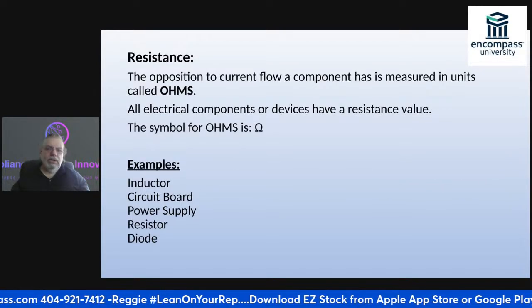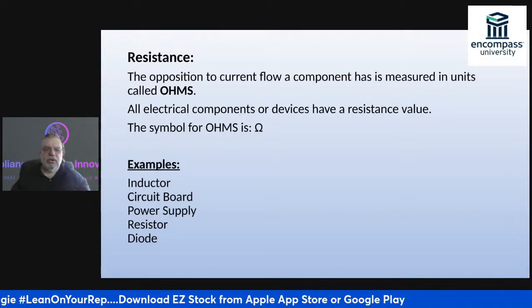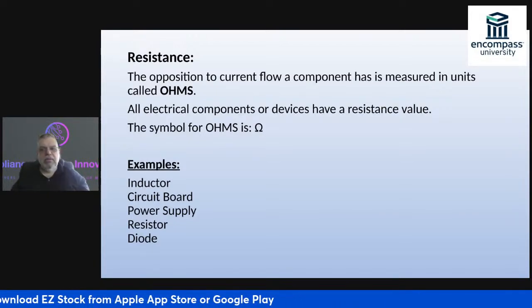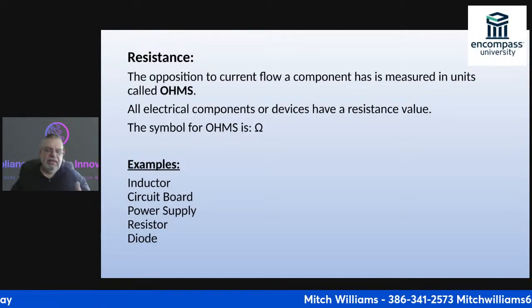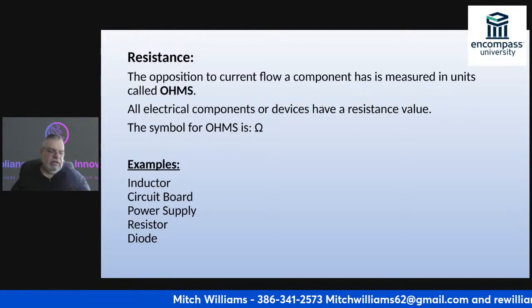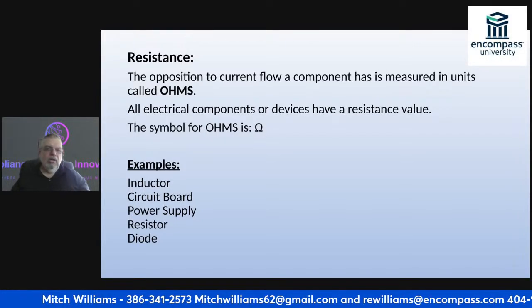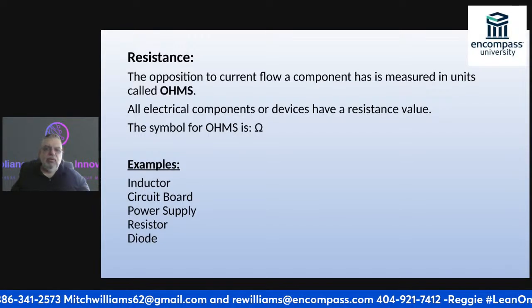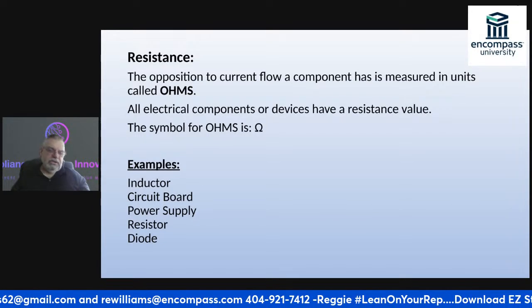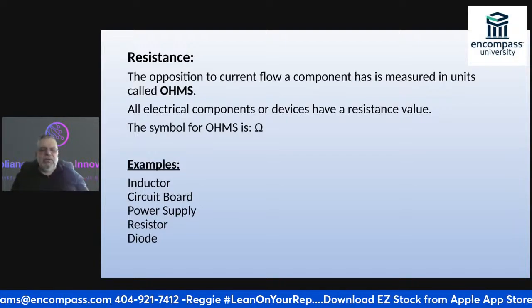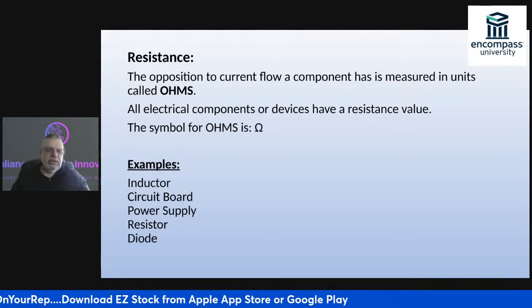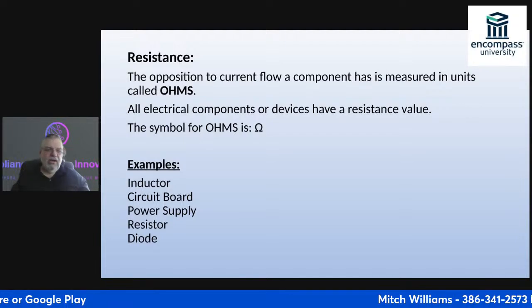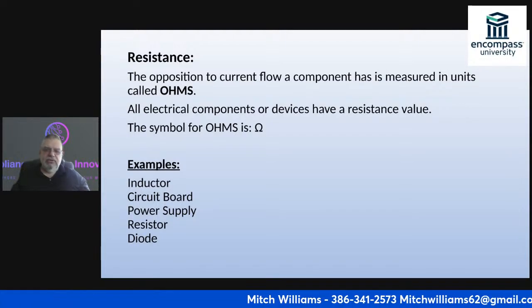Okay, so what is resistance? Resistance is the opposition to current flow. A component's resistance is measured in units called ohms, and you need to remember that the symbol for ohms is the omega symbol. All electrical components or devices have a resistance value. Examples are an inductor, a circuit board, a power supply board, a resistor, a diode. Those are all examples of things that have resistance.